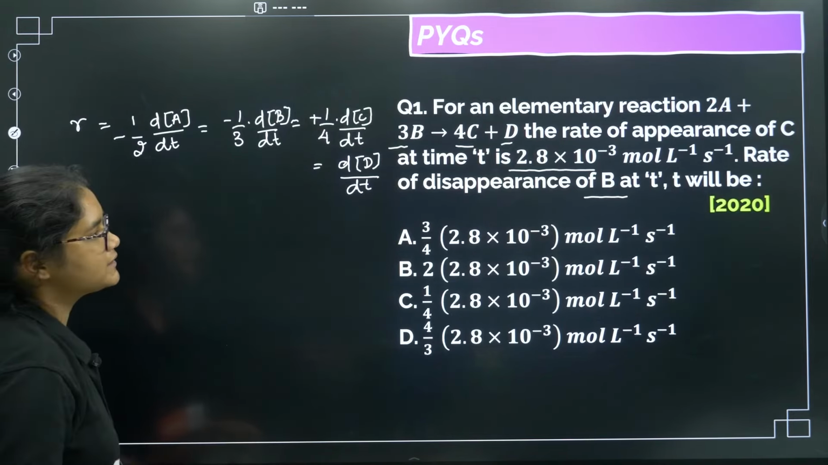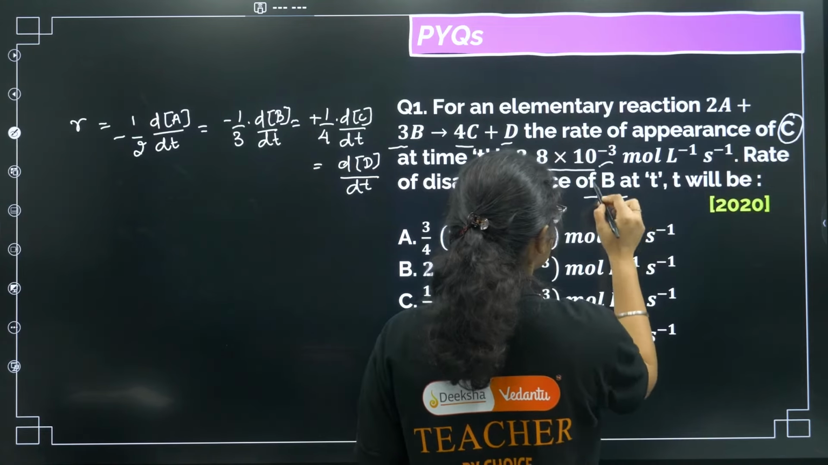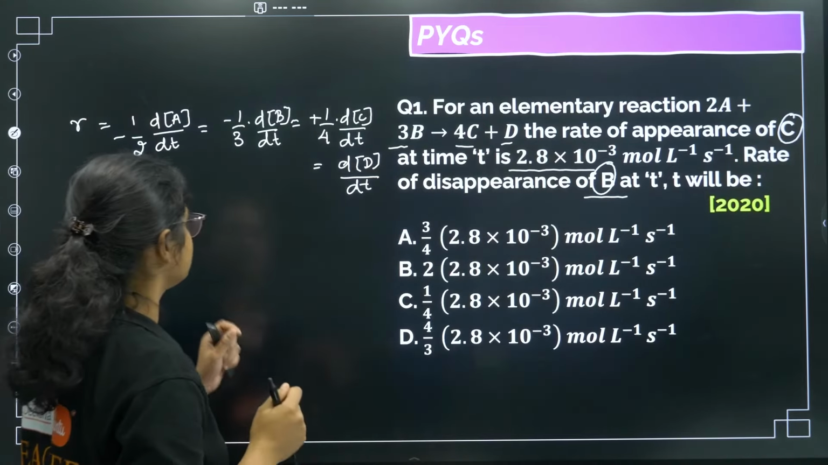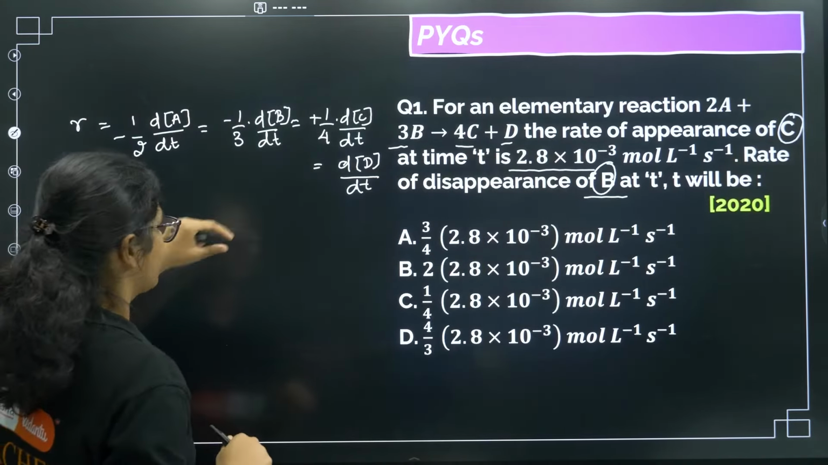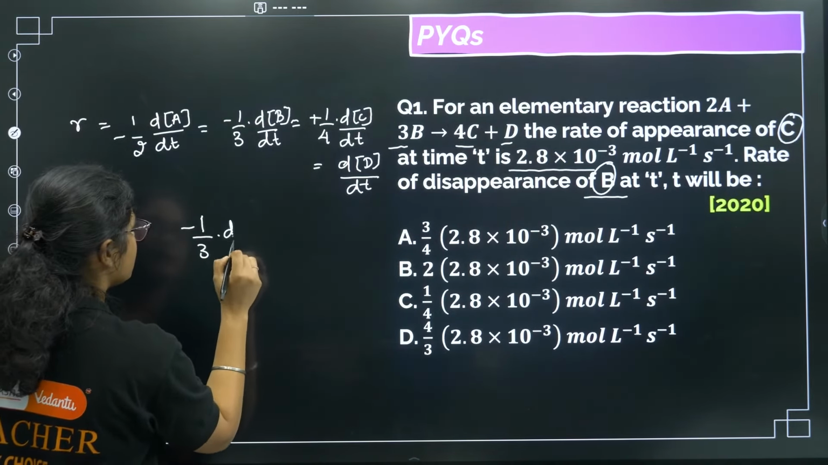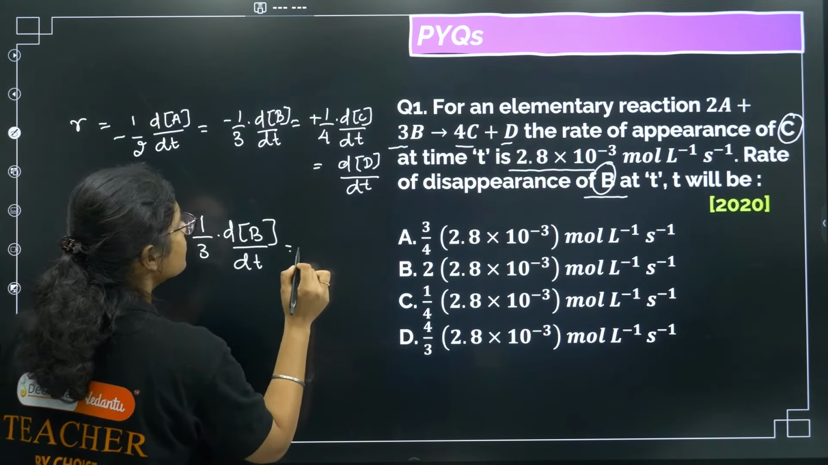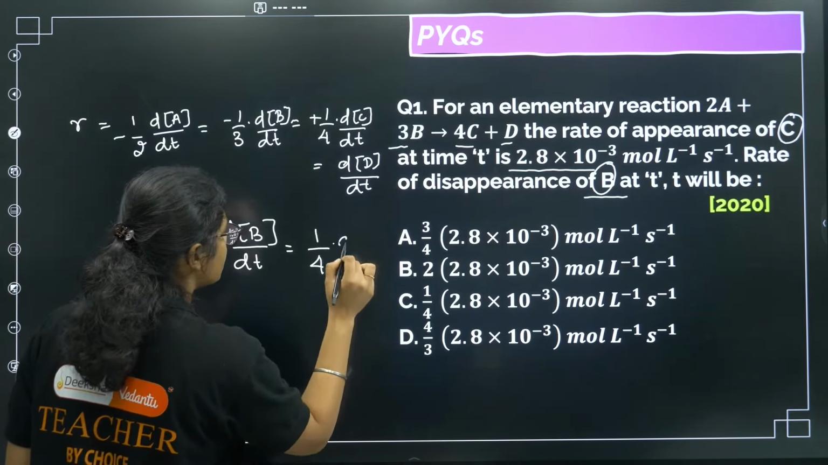Right. Now the question has asked you which value is given. C is given, and B is given. So we need to derive these two, C and B, from here. So I'll write like this: minus 1 by 3 dB by dt is equal to 1 by 4 dC by dt.